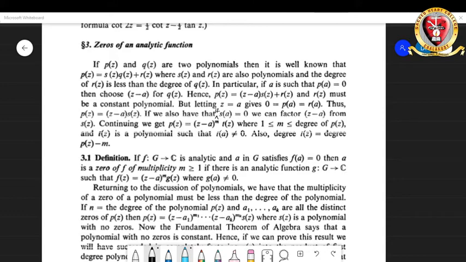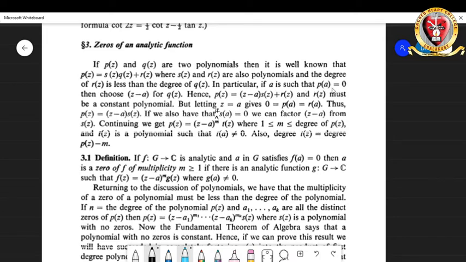In this video lecture, we are going to start with section 3, which is having a notion about the zeros of an analytic function. Suppose we have two polynomials p of z and q of z. We are going to use the division algorithm and divide p of z with respect to q of z, and then you get the form p of z is equal to some polynomial s of z into q of z plus r of z, where both s and r are polynomials. Obviously the degree of r of z should be less than the degree of q of z.